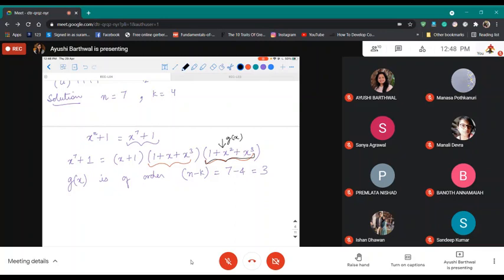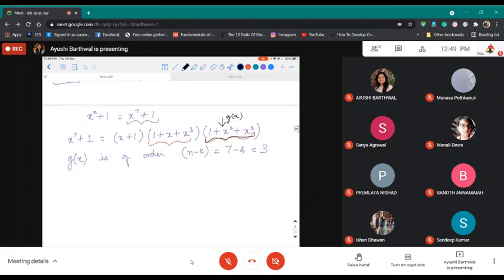You only have to check that the highest order is 3, or n minus k. Okay, so let's choose the second value. So gx for the second case is 1 plus x square plus x cube.